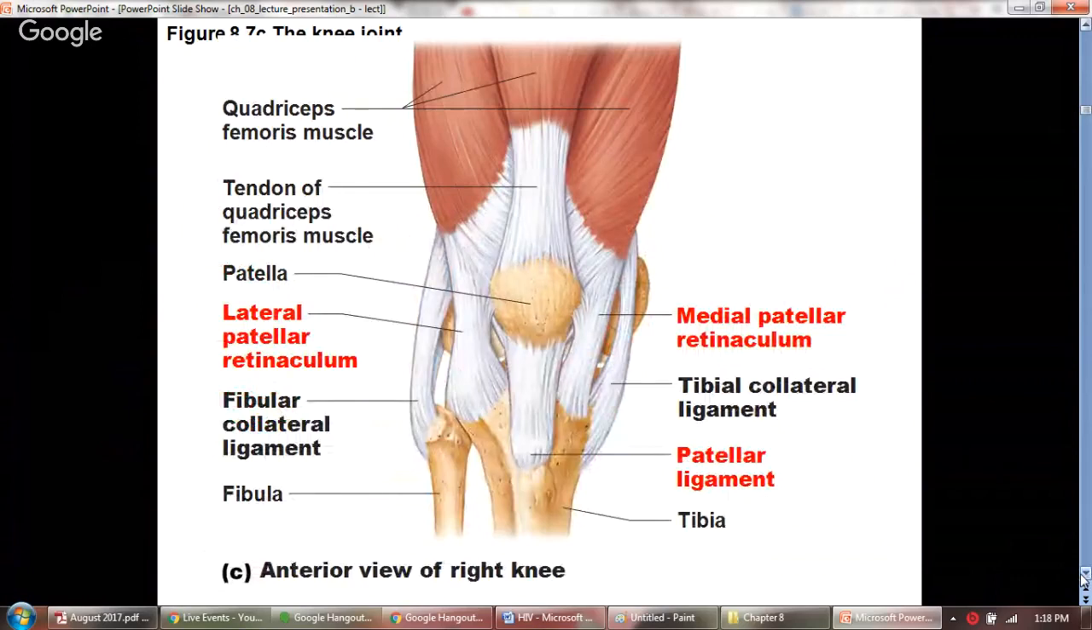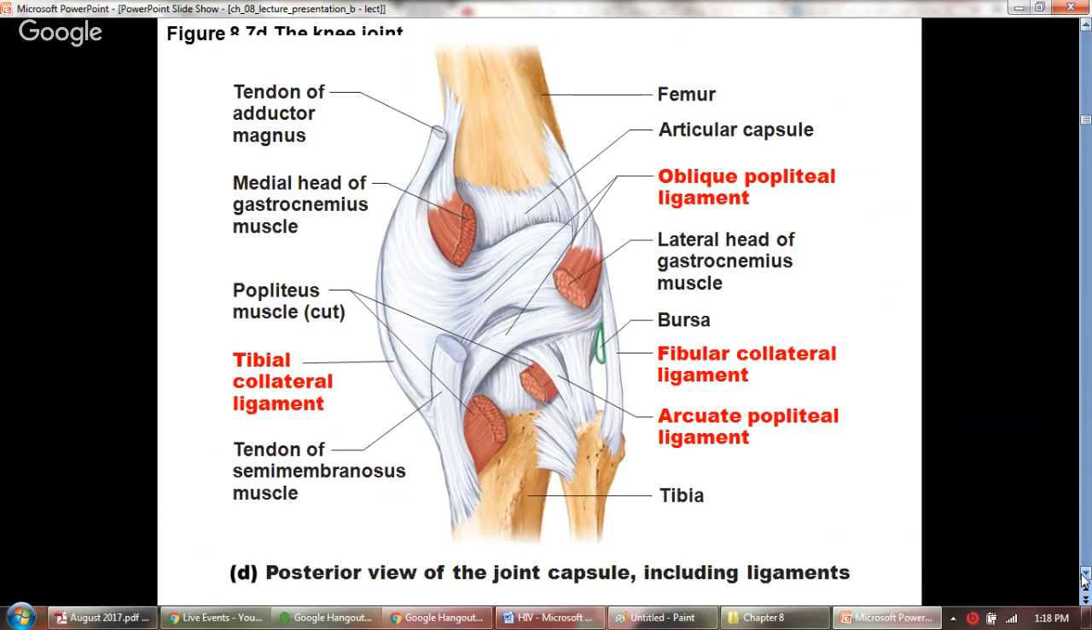And here in this anterior view of the right knee, you would see the stabilization ligaments, which are the tendon of the quadriceps femoris, and then the medial patellar retinaculum, the tibial collateral ligament, as well as the patellar ligament over the anterior aspect of the knee.